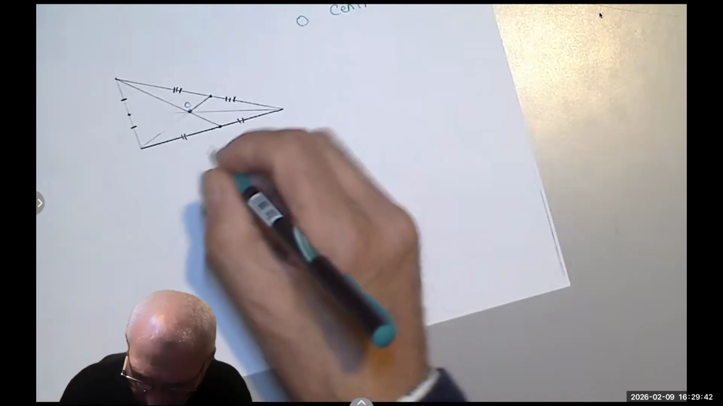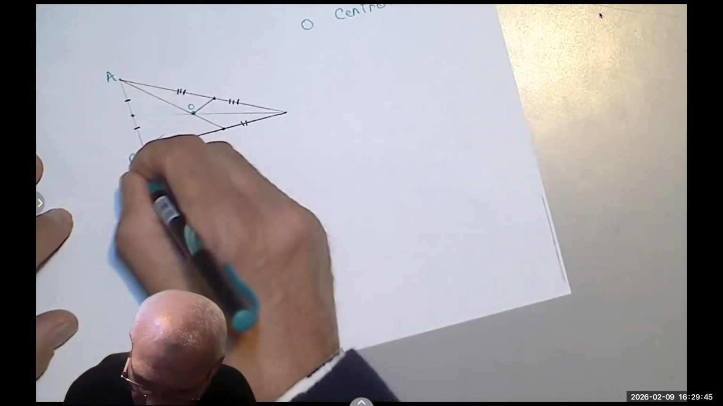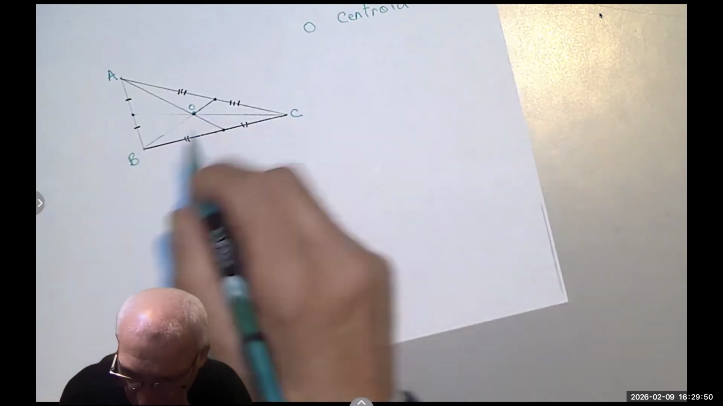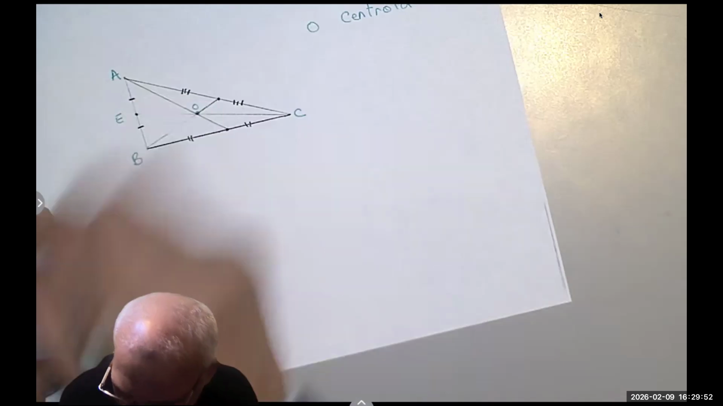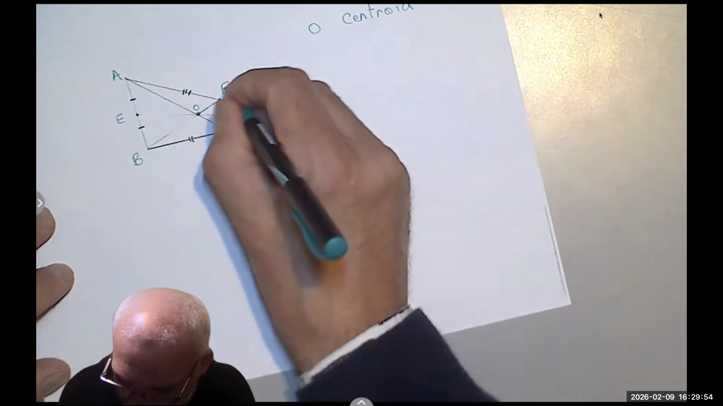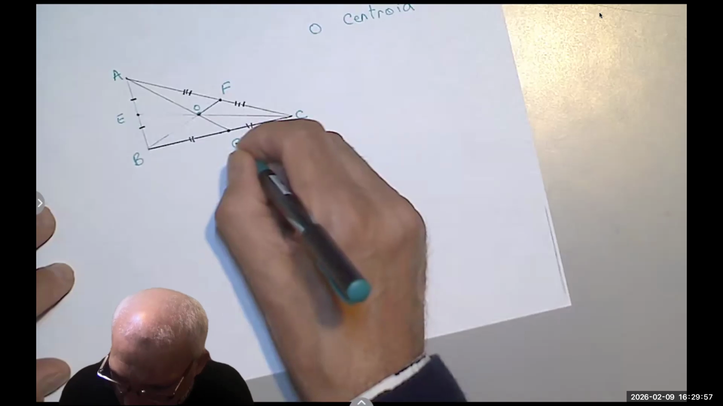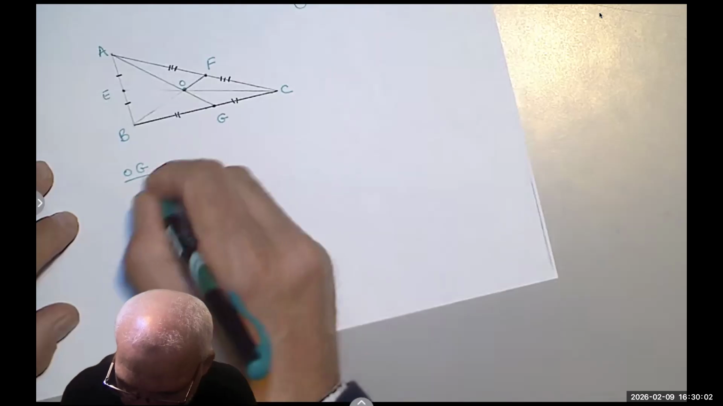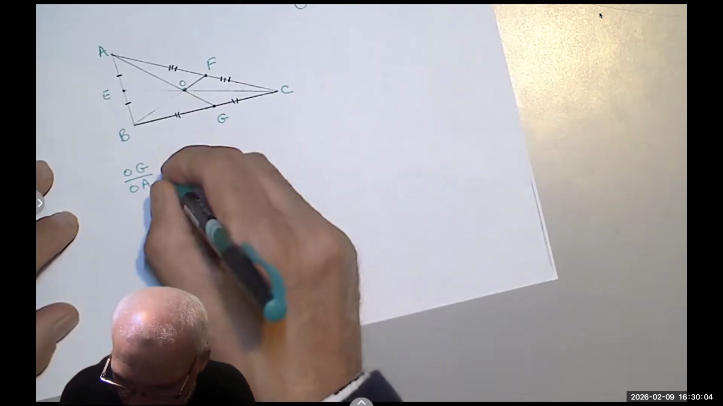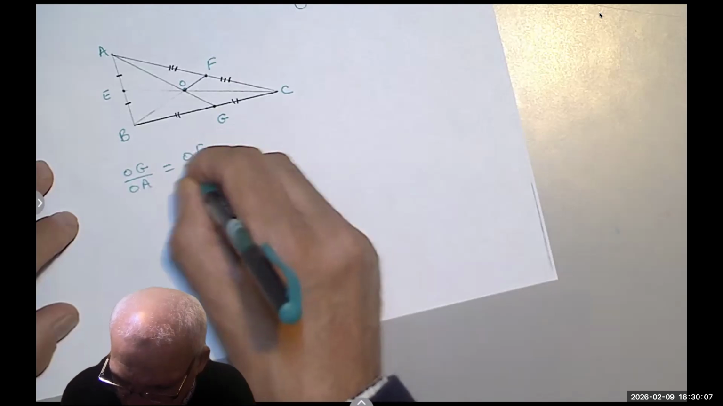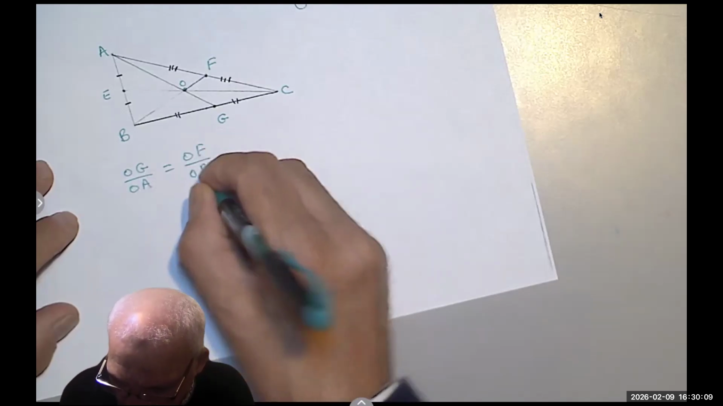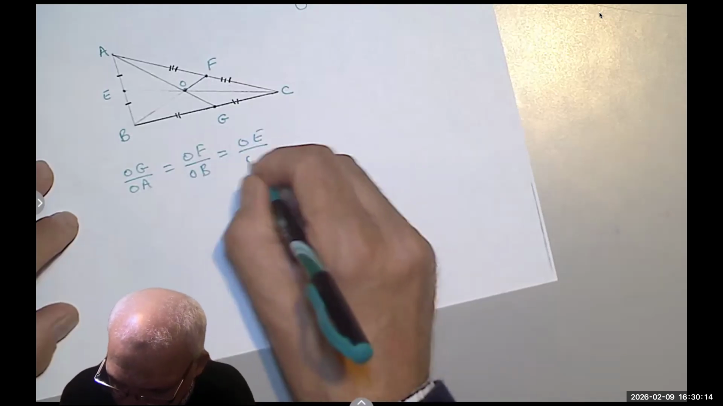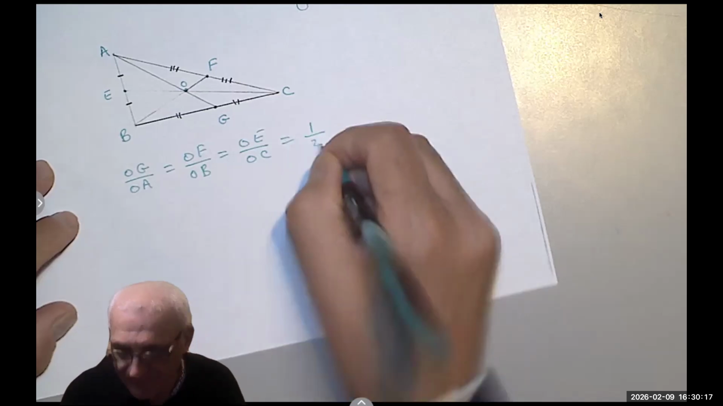So if I call these A, B, C, and then these three middle points, the middle of AB, for example, is E, the middle of AC is F, and the middle of BC is G. We say that OG over OA equals OF over OB equals OE over OC equals 1 to 2.